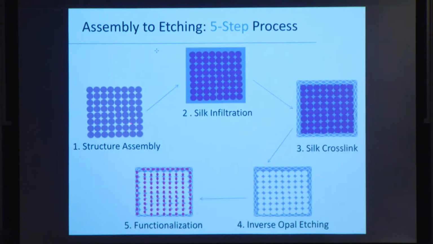So we originally take the crystalline template, we then infiltrate it with a soap water solution to etch in all the gaps and the interstices before we cross-link the structure to strengthen the silk. And then we etch away the original colloids in the crystalline structure to form this nanoporous-like material. And then we finally dope the structure in order to functionalize it.